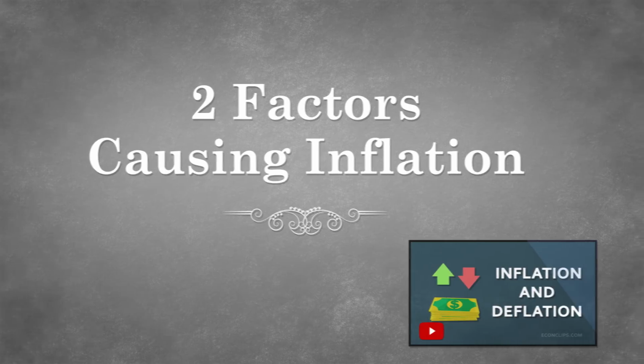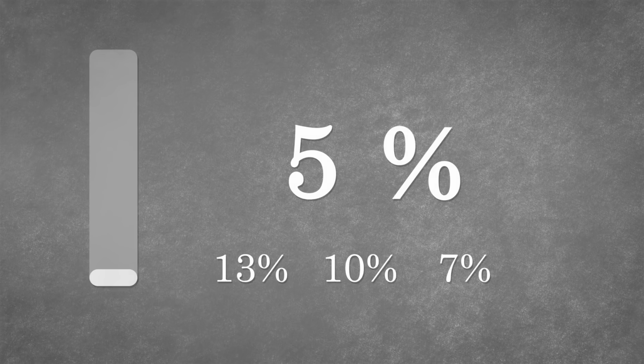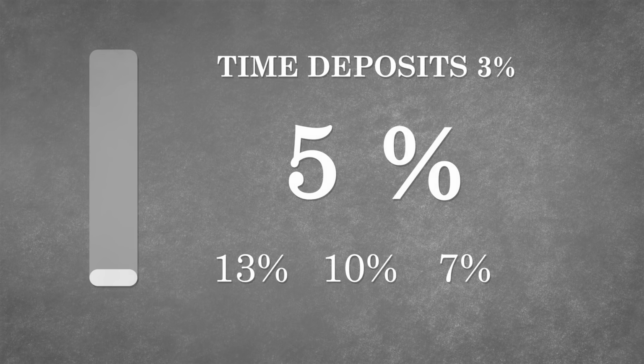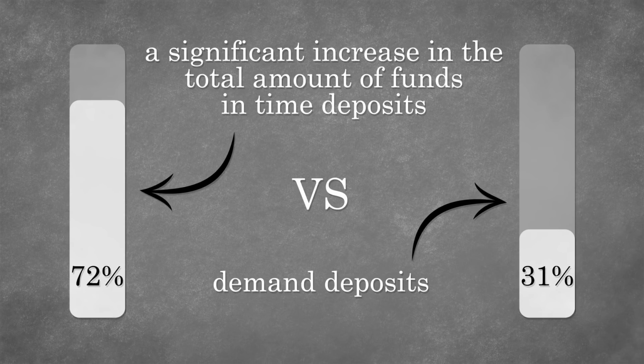The first factor was a change in the effective reserve requirement ratio. It is true that the reserve requirement ratio itself did not change in the 1920s. Throughout the period, the ratio applied to demand deposits was 13, 10, or 7% depending on the bank, and the ratio applied to the time deposits was 3% regardless of the bank. The change in the effective reserve requirement ratio was caused by a significant increase in the total amount of funds in time deposits relative to demand deposits. The funds in demand deposits increased by approximately 31%, while the funds in time deposits increased approximately by 72%.